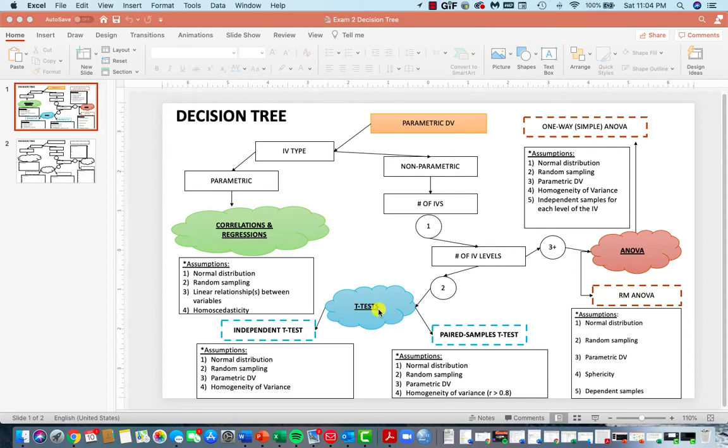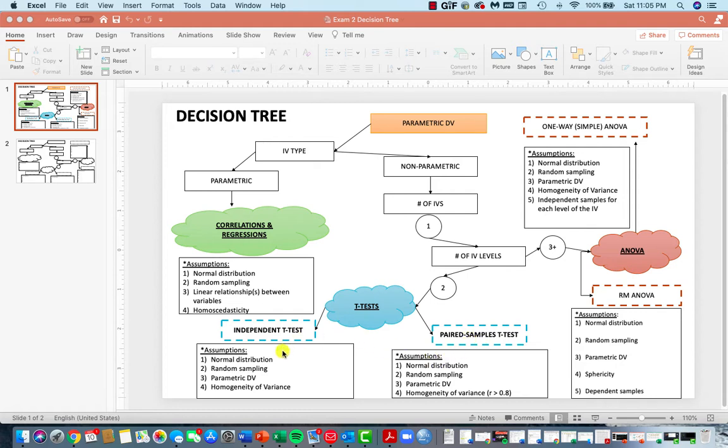If we have between subject or different subjects being measured for each sample, we would use an independent t-test. If we have the same subjects being used, or a within subject comparison or study design, we use a paired samples t-test.